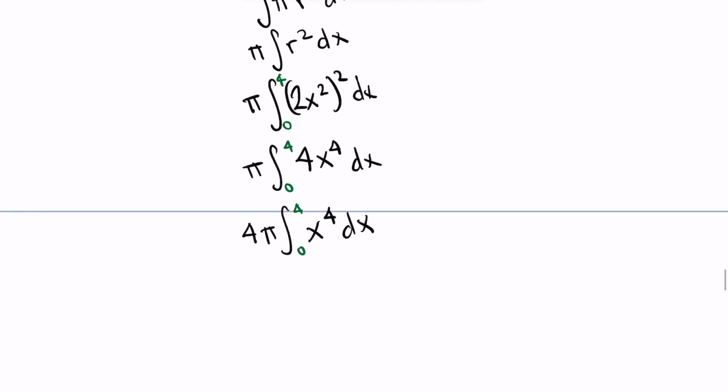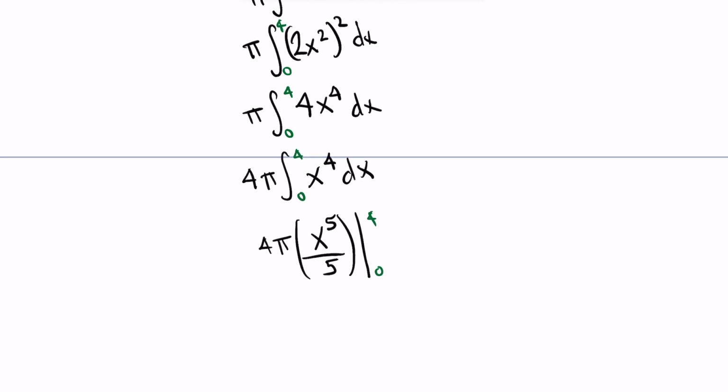Now we integrate the x to the 4th, which is x to the 5th over 5, for pi. And then we got 4 and 0. Now, we also have another constant here, which is 1 over 5, which is right here. You go ahead and factor that out as well. So we got 4 pi over 5. So we got x to the 5th. And then we have 4 and 0.